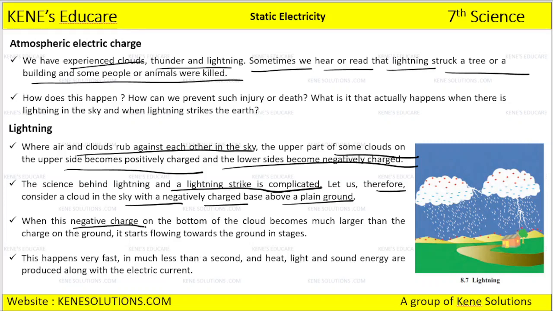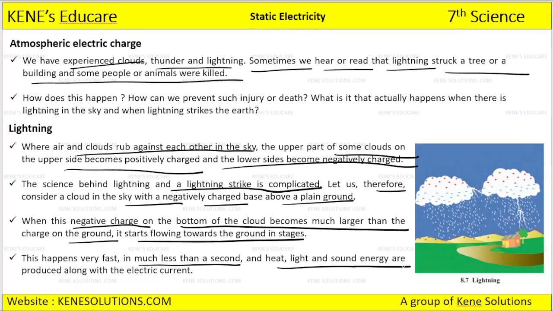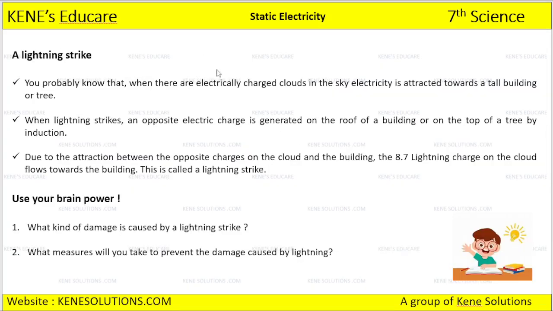When this negative charge on the bottom of the cloud becomes much larger than the charge on the ground, it starts flowing towards the ground in stages. And this happens very fast, in less than a second, and light and sound energy is produced along with the electric charge. Along with that, there is a production of sound also. But sound travels slower as compared to light. इसलिए पहले हमें lightning दिखती है and उसके बाद में sound produce होता है.